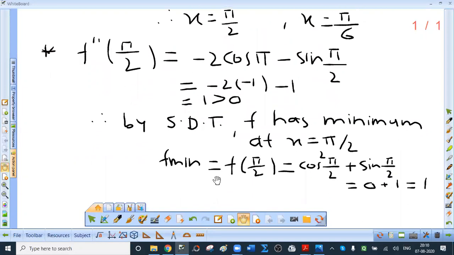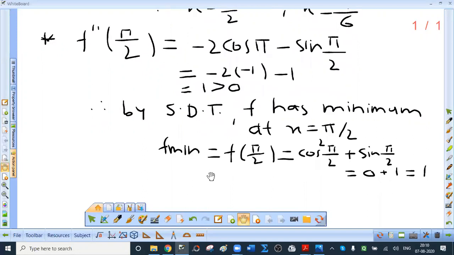Now consider the second point, which is what? Pi by 6. I hope you have finished writing this.